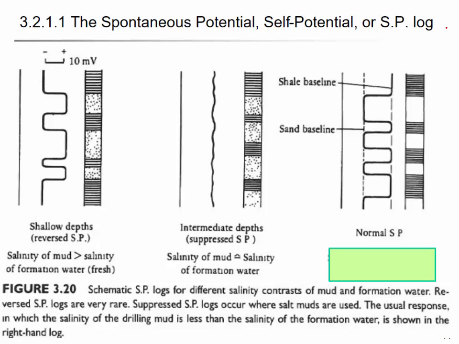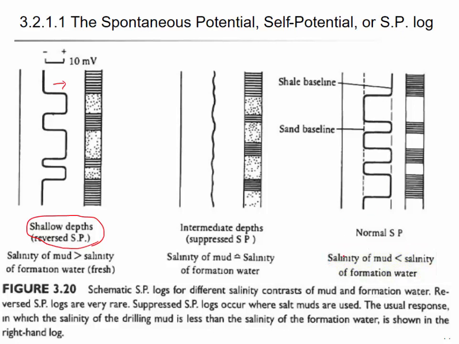Okay. So in shallow depths, again, you have a reverse SP, right? In the shallow depths, positive SP, and the normal SP is in the deep depths, when the salinity of the mud is less than the salinity of the formation water. Just a review of what we covered in the last slides. We move on.